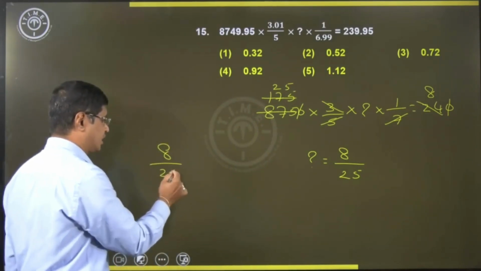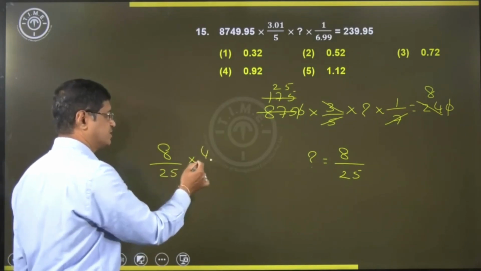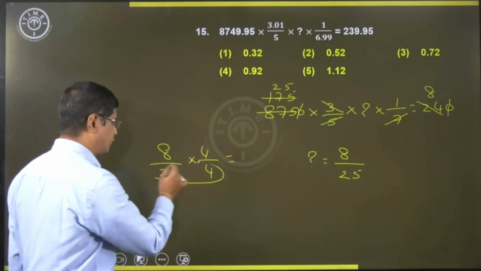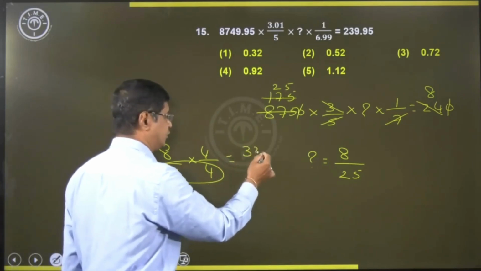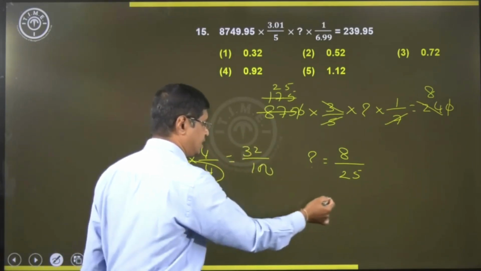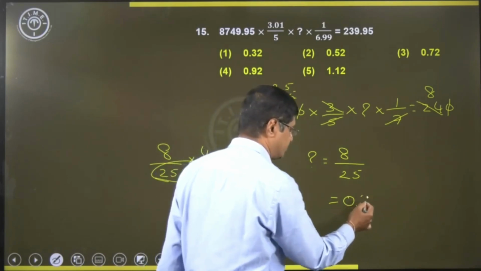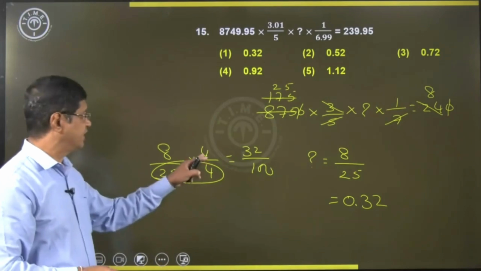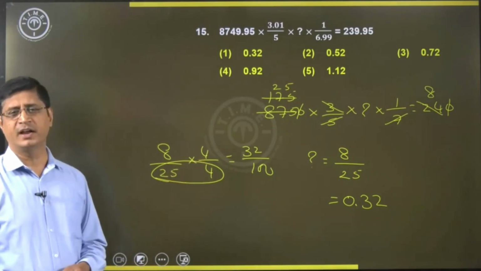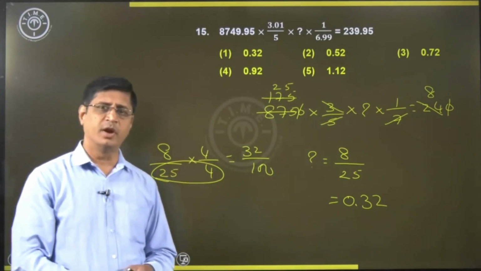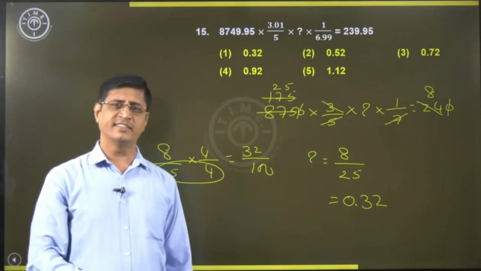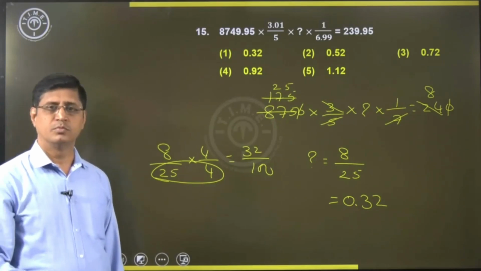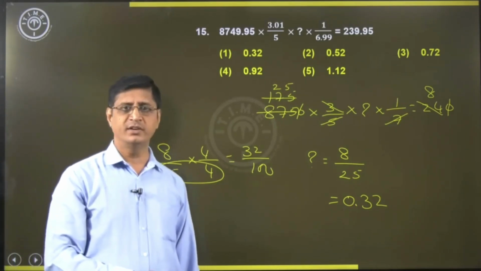I am here converting this into decimals by multiplying and dividing with 4. 4 into 25 is 100. So 32 by 100 means it is 0.32. Multiplying and dividing with 4, I will get 32 by 100. So whenever zeros are there in the denominator, I can easily convert them into decimals. So what is the value? 32 by 100. The result is 0.32.